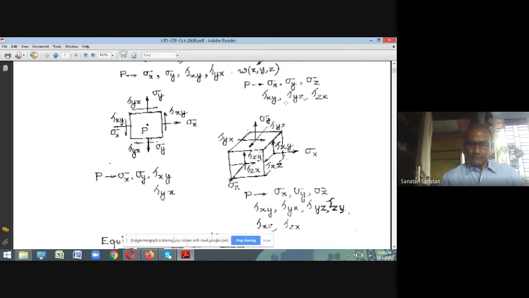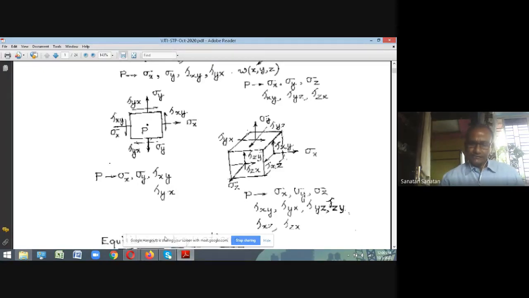the positive y face. The stress acting in the positive y direction is sigma y, and on this y face, the shear stress acting parallel to the face in the positive x direction is tau yx. Similarly, the stress acting on this face in the z direction is indicated as tau yz. So on each of the faces, you have 3 stresses.